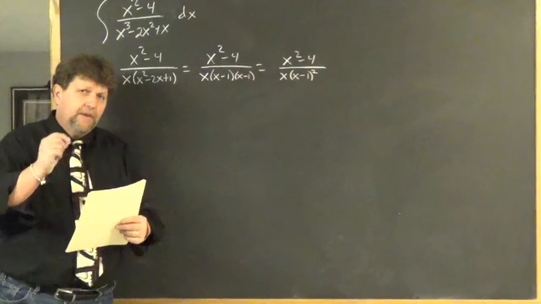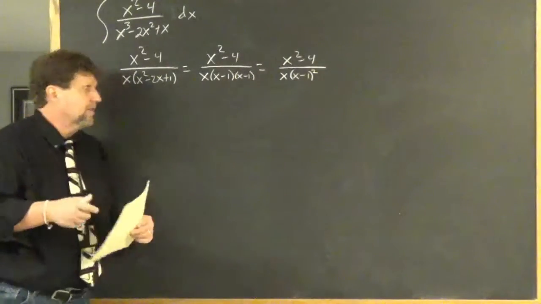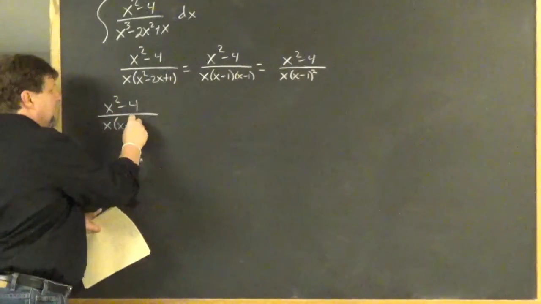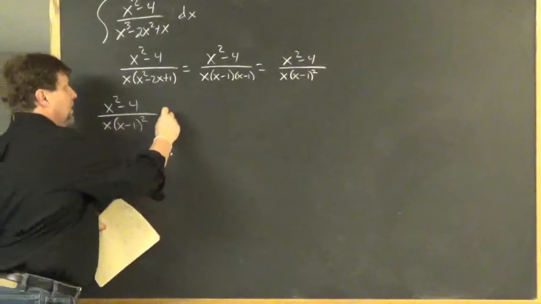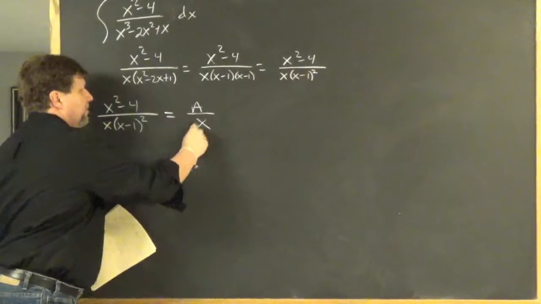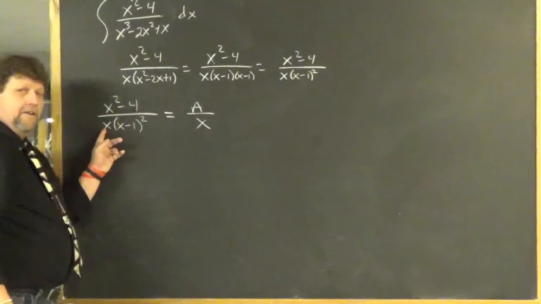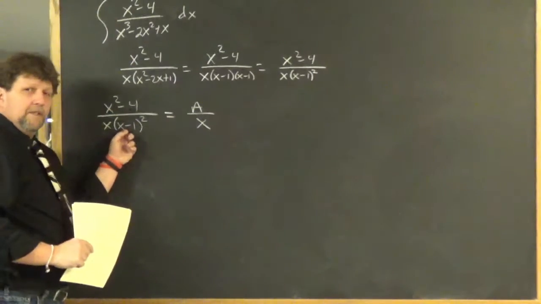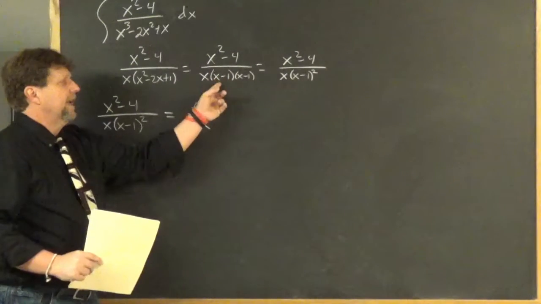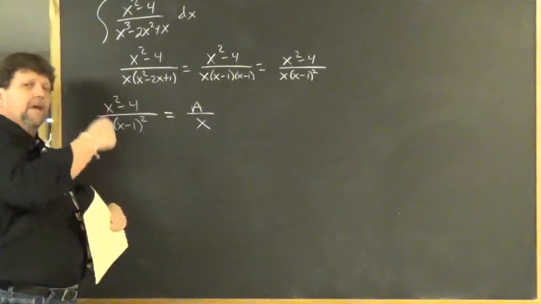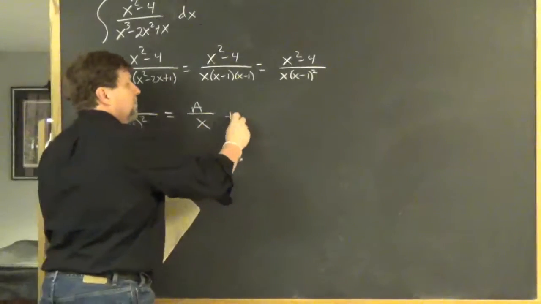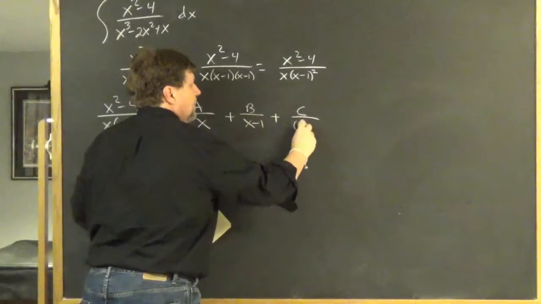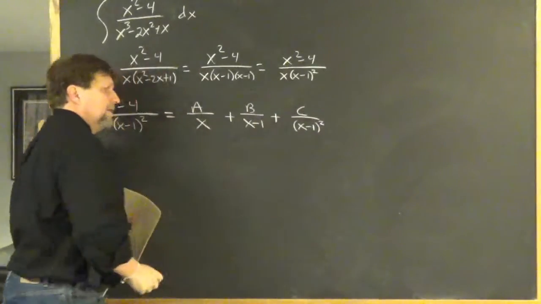So remember, we have to account for each distinct linear factor. So in the x squared minus 4 over x times x minus 1 quantity squared, we have to set up a partial fraction for this linear factor x. That gives us an A over x. And then this is a repeated factor. I mean, we can see it here. It's an x minus 1, x minus 1. But because it's the same factor repeated, remember we set up a B over x minus 1 plus a C over the x minus 1 quantity squared.